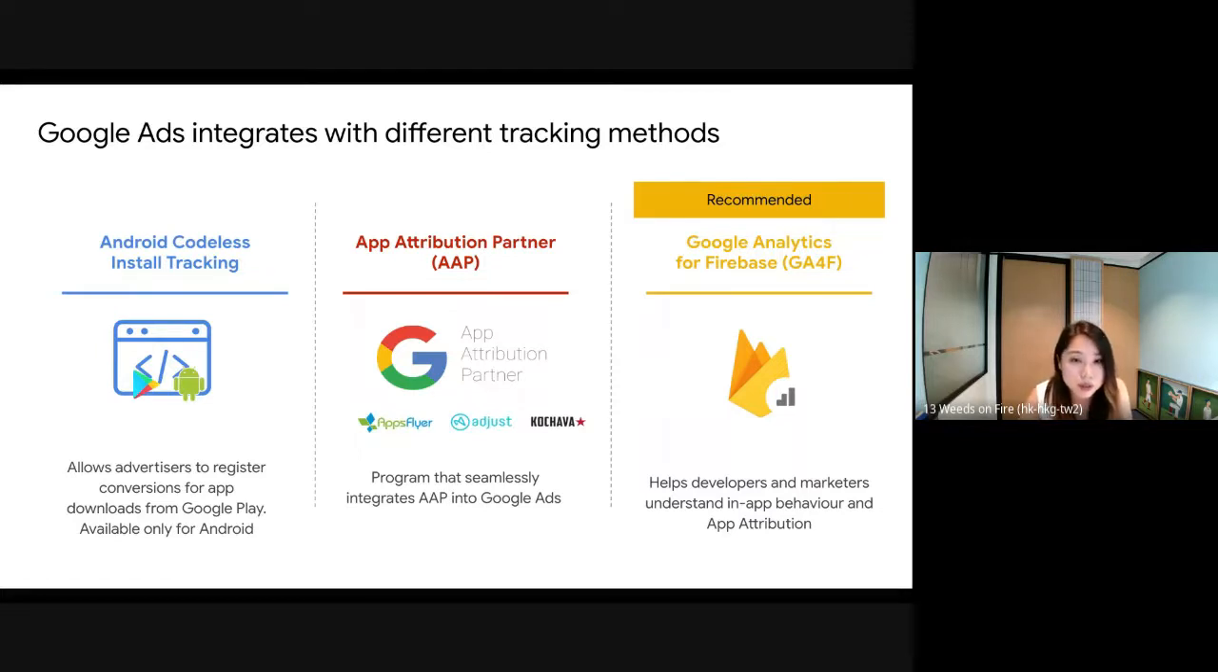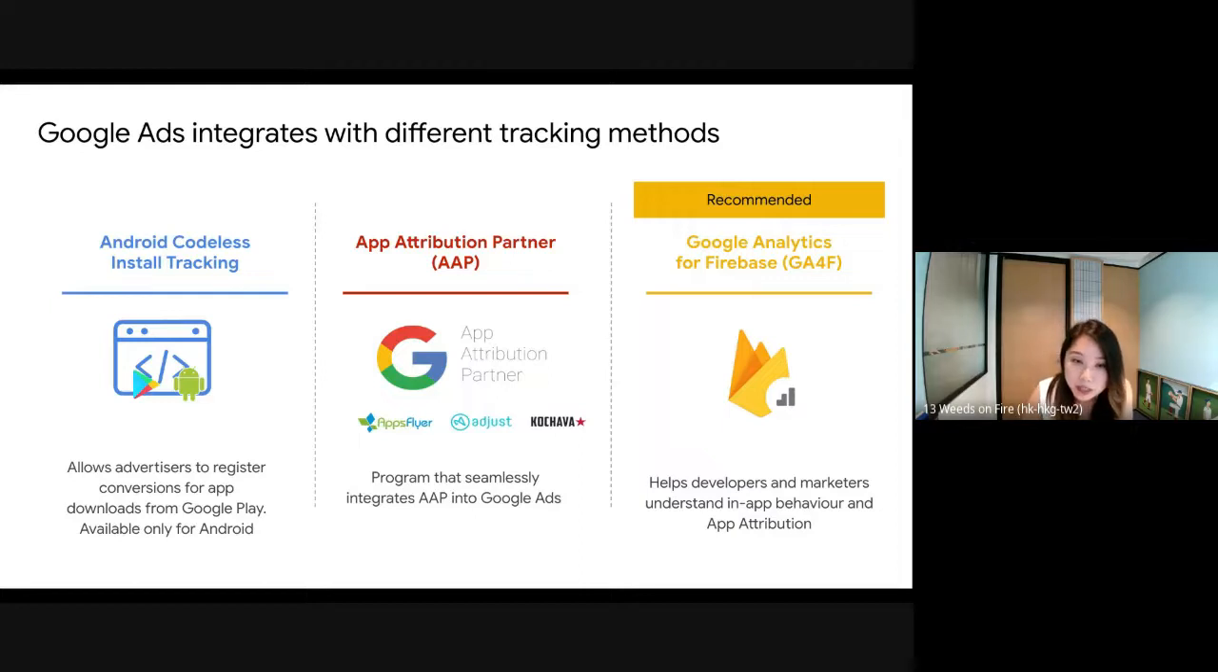So Google Ads already partners with a lot of the more major ones like AppsFlyer, Branch, Adjust that seamlessly integrate into our Google Ads. And other than that, Google-wise, we also have one called Firebase. This is something that we would recommend advertisers to use because it will help developers and marketers understand in-app behaviors. And there are a lot of really great ways to optimize your campaigns. We'll have Vivian walk through that later on.